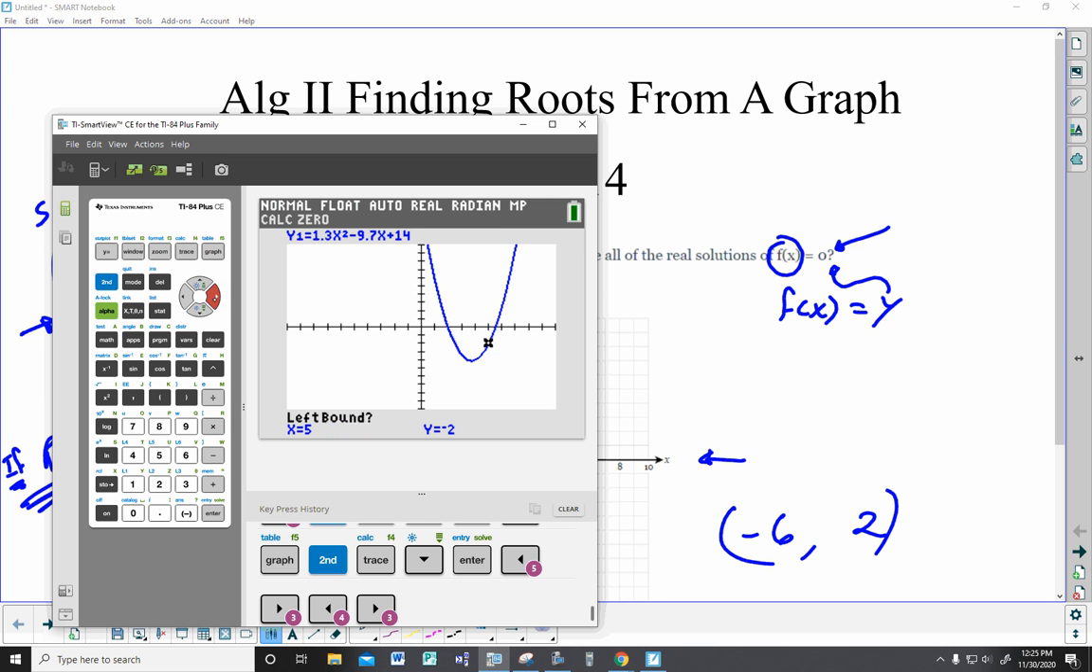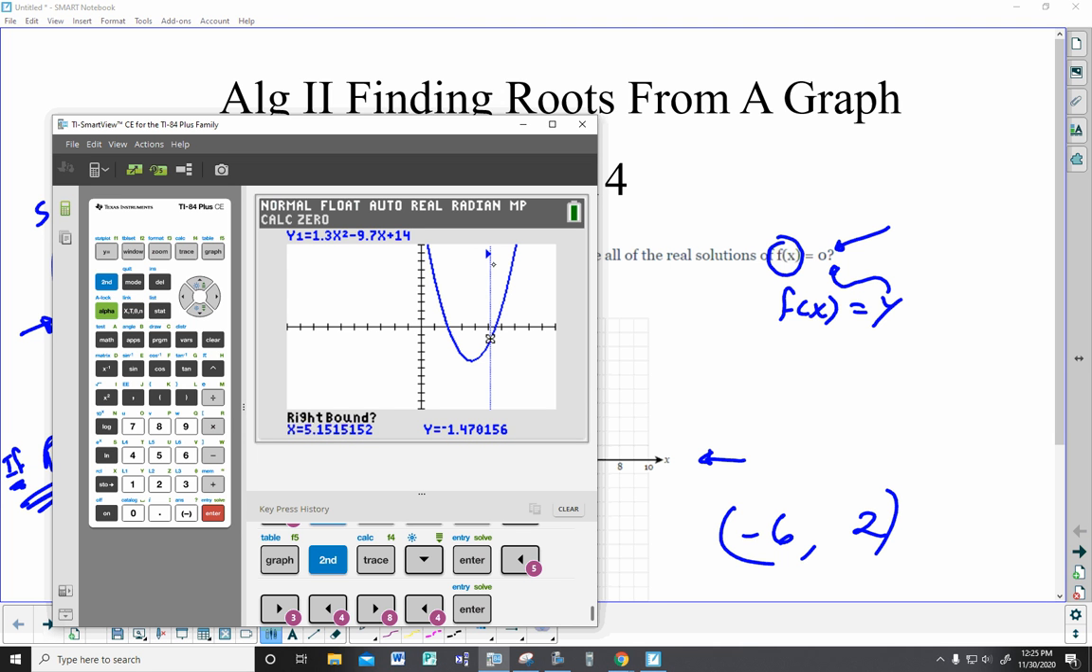You're fine if you're there. And so on. Any one of these would be fine. This would not, because you're on the right side of that x-intercept. So it says, what's the left bound? You have to sit somewhere on the left. And when you're happy that you're on the left side of it, hit enter.